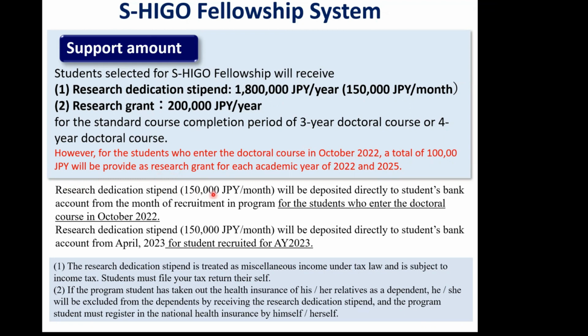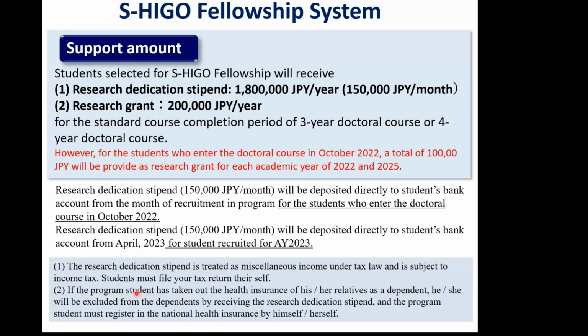As for the research dedication stipend that I explained, 150,000 Japanese yen will be deposited directly into the student's bank account from the month of recruitment for those students who enter the S-HIGO program in October 2022. For those students who are selected to start from April 2023, the stipend will be deposited into their bank account starting from April 2023. But you have to be careful that this research dedication stipend is treated as miscellaneous income under the tax law of Japan, and it is subject to income tax. So students should report and file their tax returns by themselves.